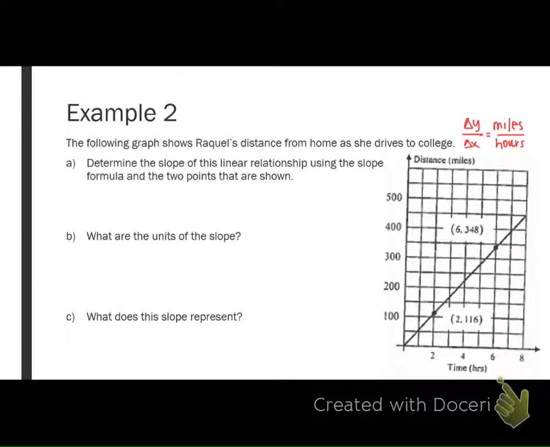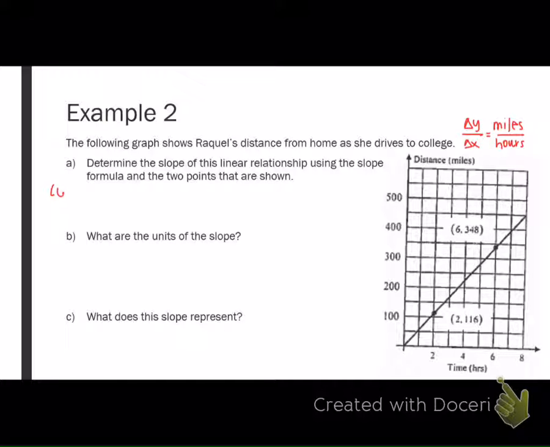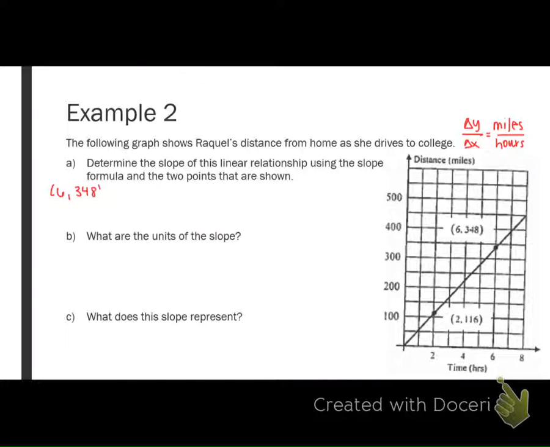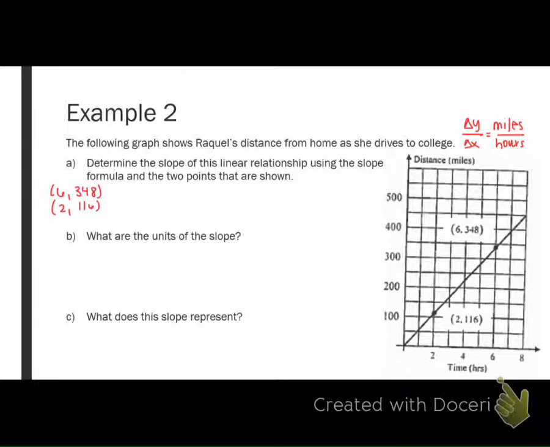Okay, so determine the slope of this linear relationship using the slope formula and the 2 points shown on the graph. We have (6, 348) and (2, 116). If you want to use that stacking method, that's fine. But if you weren't, you would do 116 minus 348 over 2 minus 6. So that's negative 232 over negative 4.